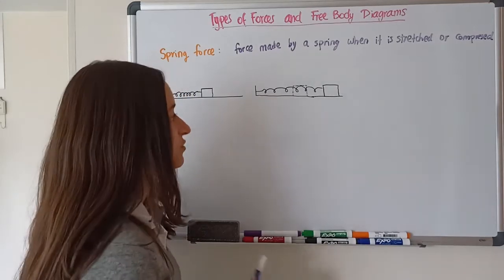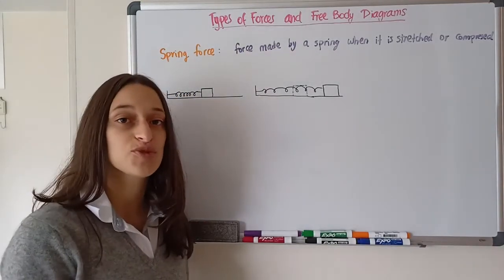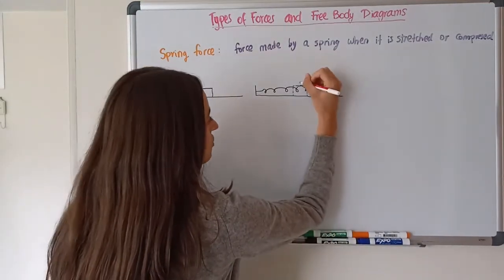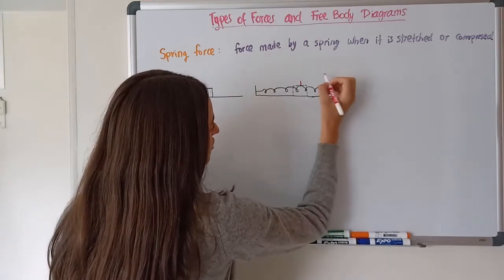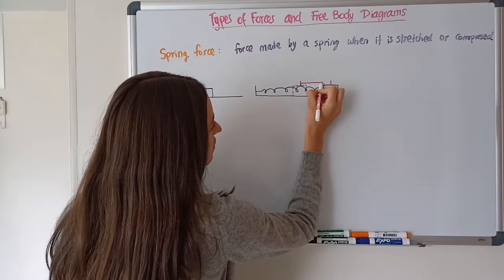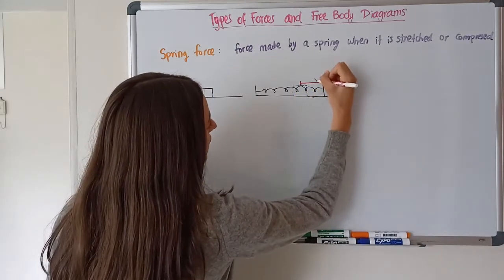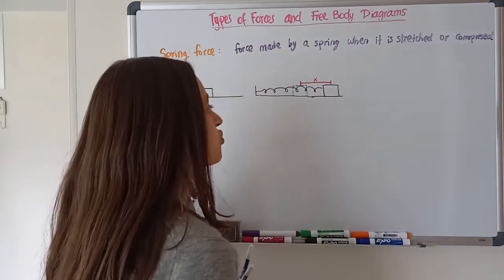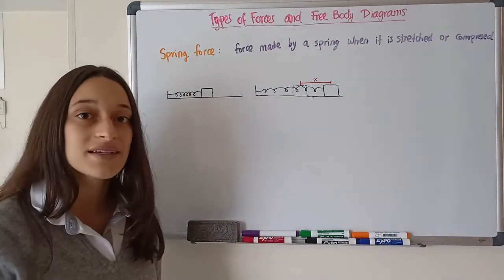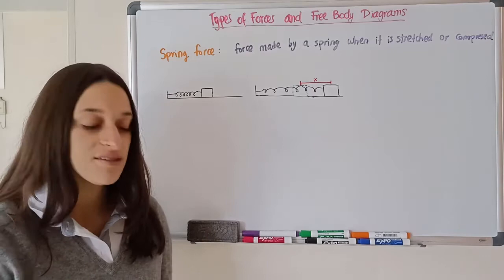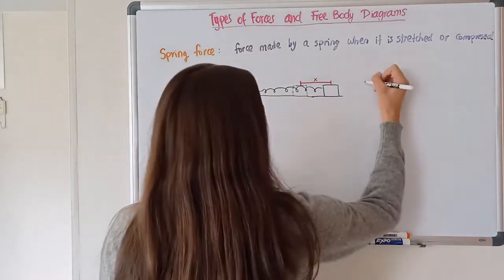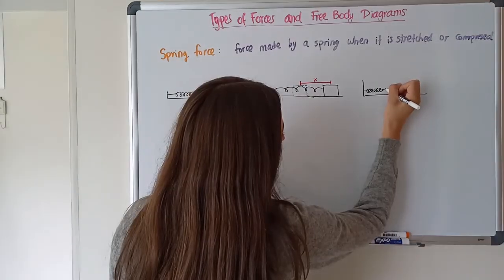So basically, if we were to measure how stretched the spring is, we can take the middle of the box before stretching it and the middle of the box after stretching it, and this would be the distance that we can call x, as we've always called horizontal distance. So x is how much it was stretched. We could also have a compressed spring, and it would look something like this. And the box is here.